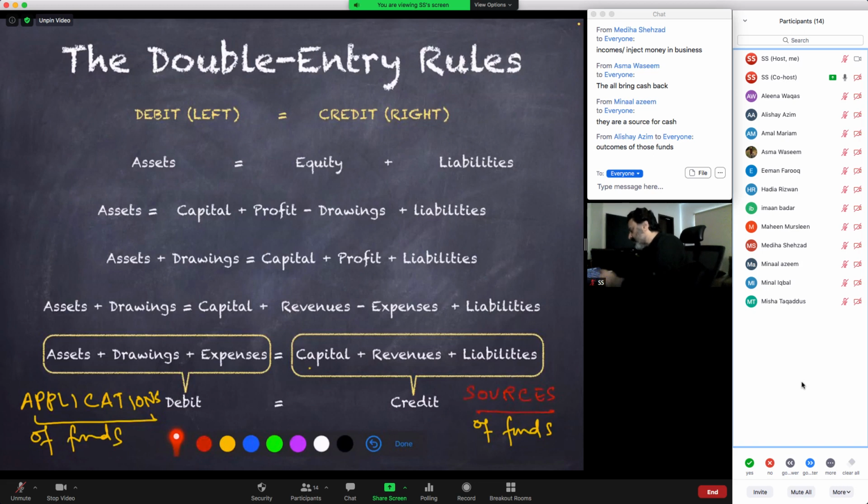And how these funds are consumed or applied, right? How these funds are applied, application of funds is what we will refer to as debit.